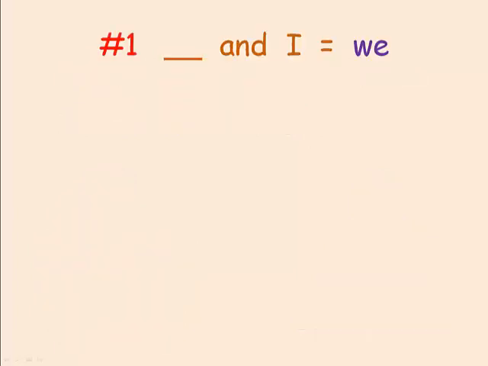Rule number 1. Anyone else and I, we use the subject pronoun we. So another person or people or thing or things and I is we.